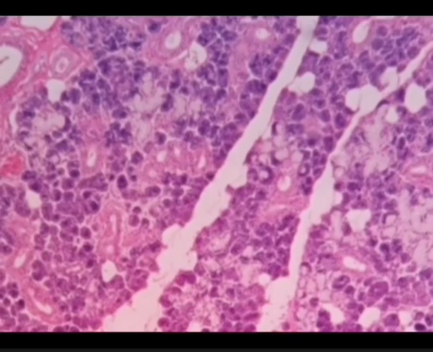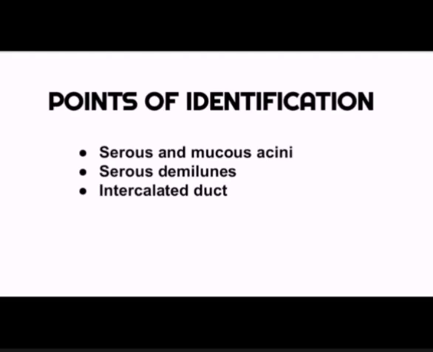So that was all about the submandibular gland, and now I am going to give you the summary. What will you write in your exam if you get a question to write the points of identification, or to identify the slide that is shown under the microscope? You will write that the submandibular gland has serous and mucous acini, but the serous acini are numerous. The second point is that there are serous demilunes and intercalated ducts.